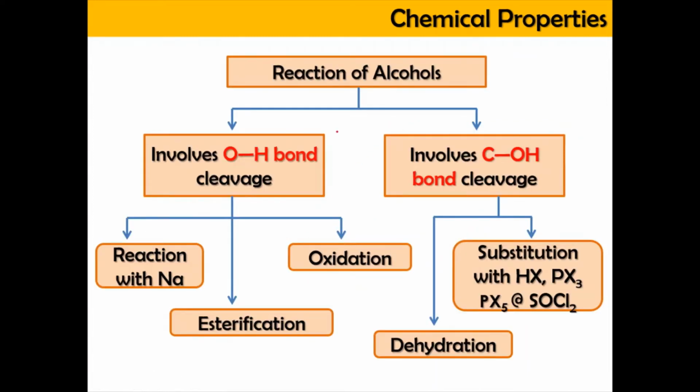So for the reaction of alcohol, it will involve two types of bond cleavage. First we have O-H bond cleavage, where the O and H bond is going to be broken down. Or it is going to involve a C-OH bond cleavage, where C and OH are going to be broken up here. The reactions that involve O-H bond cleavage are reaction with sodium, esterification, and oxidation. The reactions that involve C-OH bond cleavage include dehydration as well as the substitution reactions with all of these substances here. So let us look into the reactions involving the alcohol.